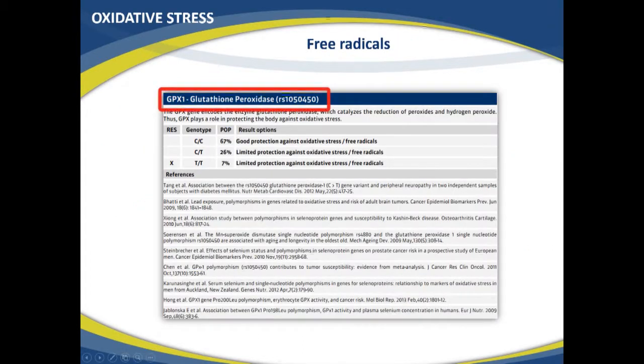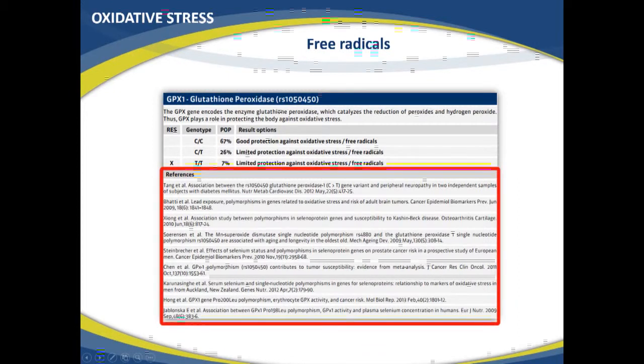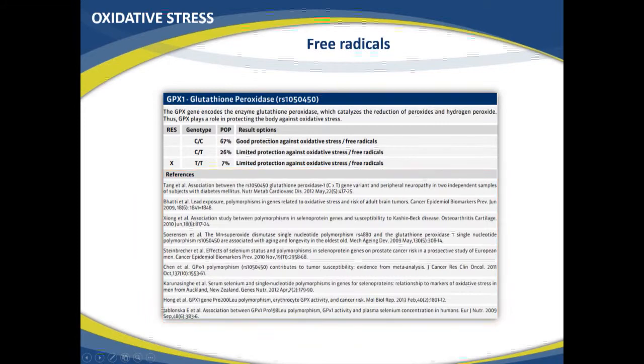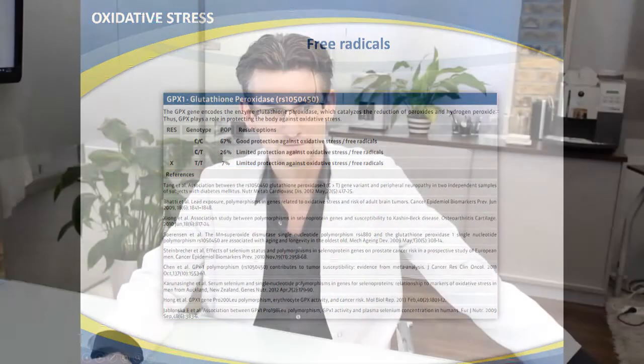And this here is the gene, GPX1, glutathione peroxidase. This is the genetic variation code again. This is what the gene does. And you see 67% have good protection, but 26% have one of the genes modified, and in 7% both genes have this genetic variation, so you have lower protection. And this here again is the science. And you can see there's a lot of science going on here. It's something science has known for many years.